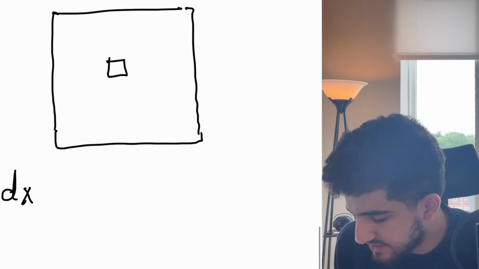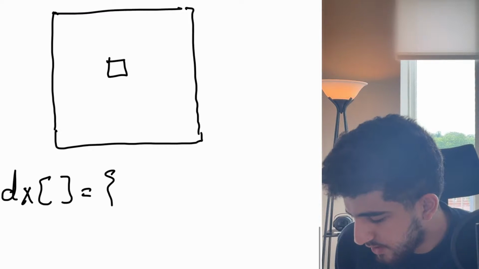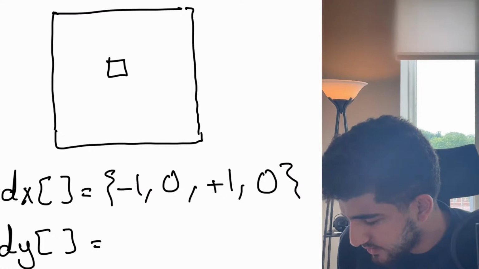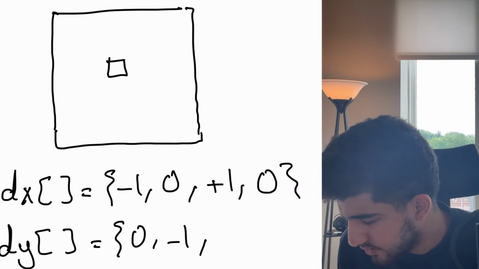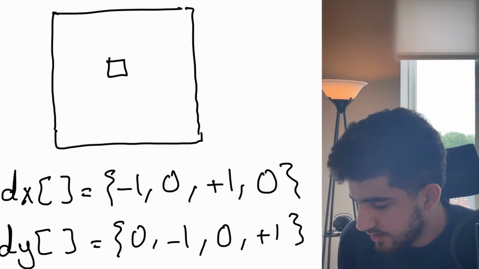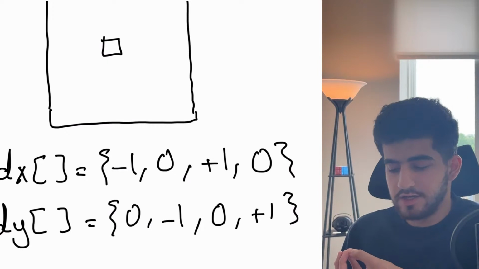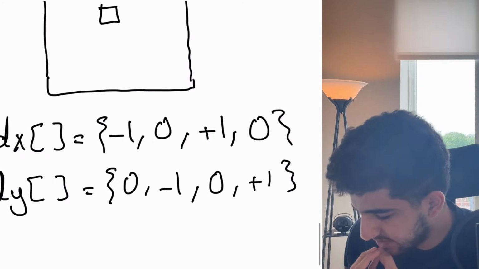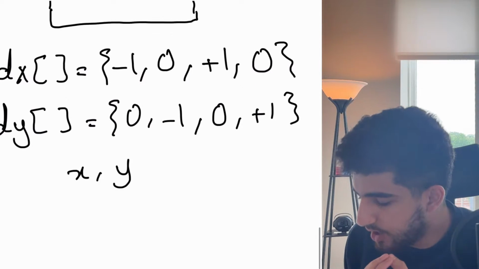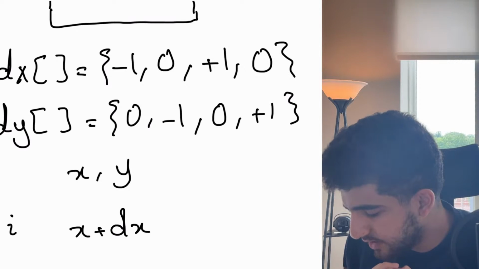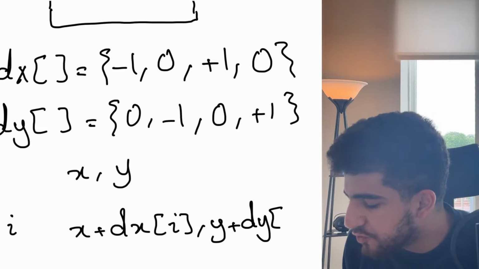That's one thing that you can do, but a better way is to define 2 arrays, each of size 4. For example, dx is like this, -1, 0, +1, 0. And dy is like this, 0, -1, 0, +1. So this gives me the coordinates of the neighbors. If I have a cell x and y, the neighbor number I of them is going to be x plus dx of I and y plus dy of I.